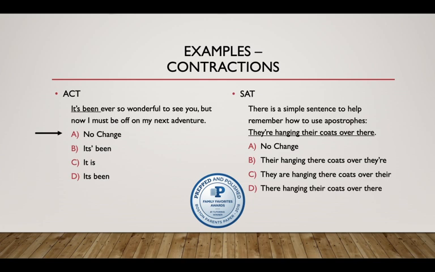They are, good, hanging over their coats over their possessive. Well, C, what does it have possession over? And then they're over there hanging their coats over there. I see maybe a subject there, but no conjugated verb. That doesn't work. So we're left with only answer choice A.